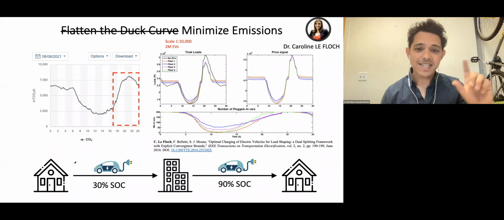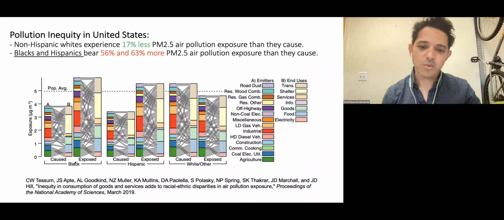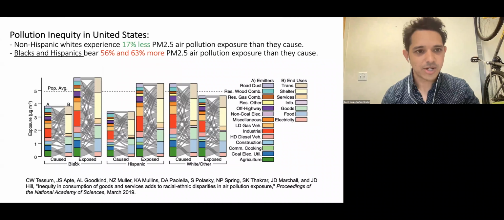Okay, now I want to get even deeper and talk about something that we need to talk more about in this community. And that is issues of inequity and justice when it comes to this energy transition, because we have a clear opportunity to address some of these injustices if we do this right, or exacerbate it if we do it wrong. So here are the facts. And this is work by my colleague Josh Hapty with his collaborators.